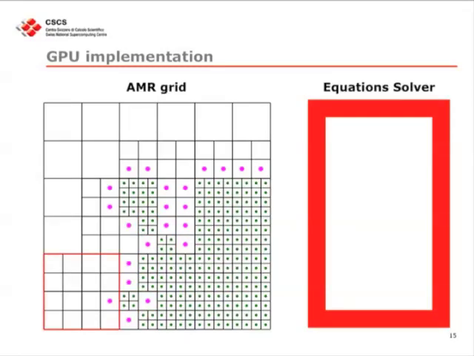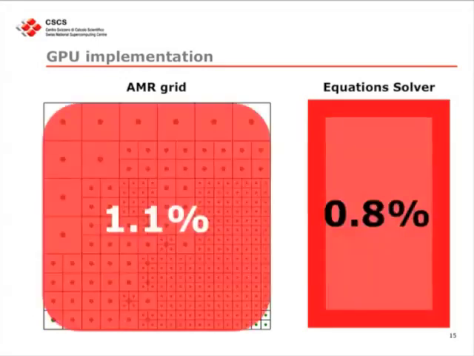Then you repeat the same procedure at the coarser level, and then again at the coarser level, and again. When you do that on the GPU, you finally get that the 33% of the total time that you had on the CPU is reduced to about 2% of the total time.